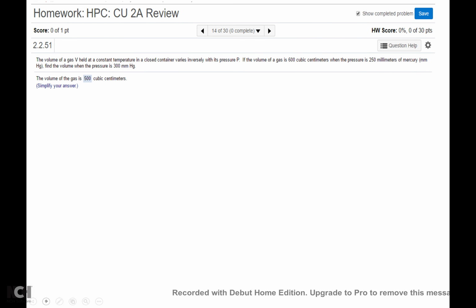The volume of a gas V held at a constant temperature in a closed container varies inversely with its pressure P. If I write a power function for that, V varies inversely with P. So V is on top, P is on bottom, and then you have some constant of variation. It says, if the volume of gas is 600 cubic centimeters when the pressure is 250 millimeters of mercury, find the volume when the pressure is 300 millimeters of mercury.